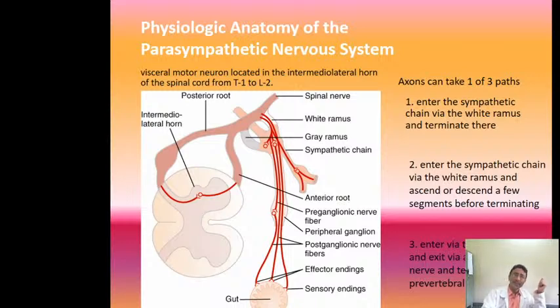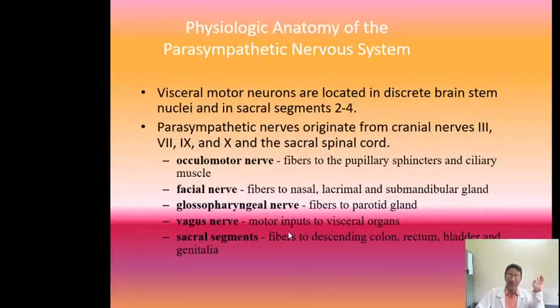So here it is, the sympathetic supply which is coming here. You can see that it enters the sympathetic chain and then comes out and exits to supply the organ there.